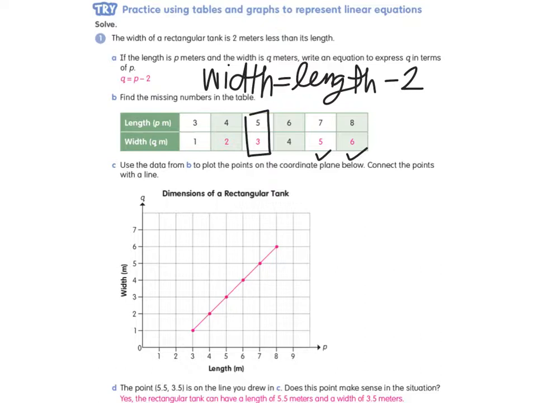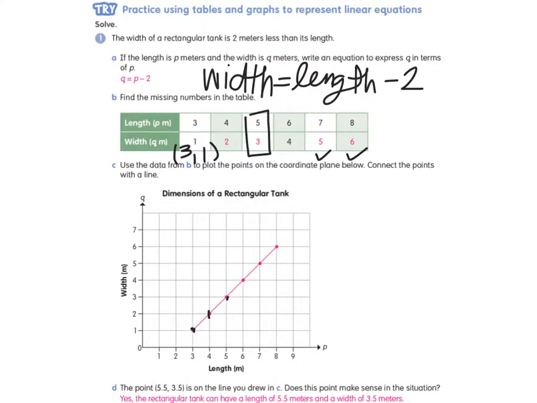The next part, they want you to use the data from the table to plot the points on the graph. To do that, remember, you're always going to make your coordinates like this, and you always take the number that is in the top of the table. That's always the first number. So it's always going to be 3, 1, 4, 2, 5, 3, etc. This is what it should look like here when you plot all the points. This is 3, 1, this is 4, 2, 5, 3, etc.